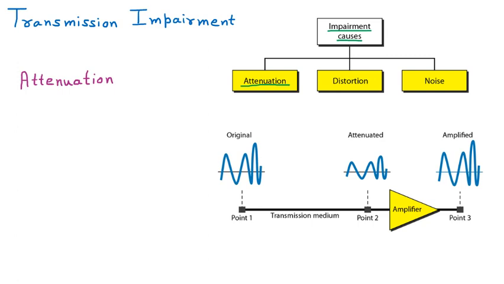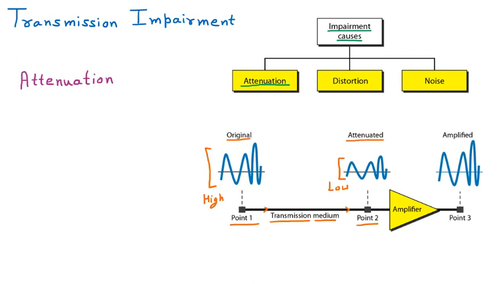First, in attenuation, you must see that there is a point 1. We are assuming that there is a particular side where we are sending an original signal. You can see that the strength of this signal is very high. Now whenever this signal goes through the transmission medium from one point to another point, the strength of the signal will become low. This is called the attenuated signal, and this is because of some interference.